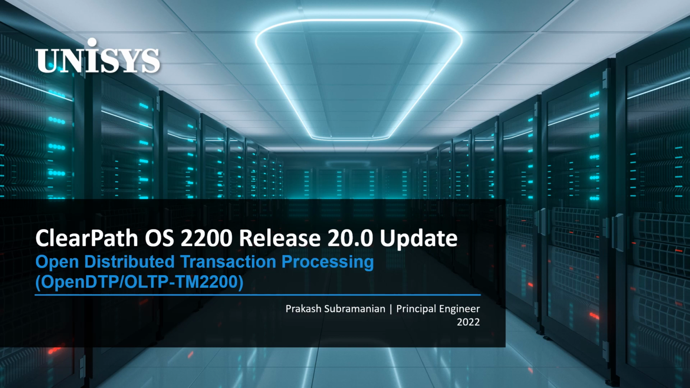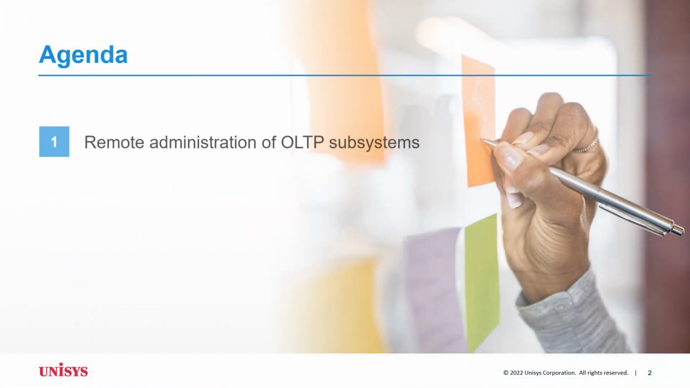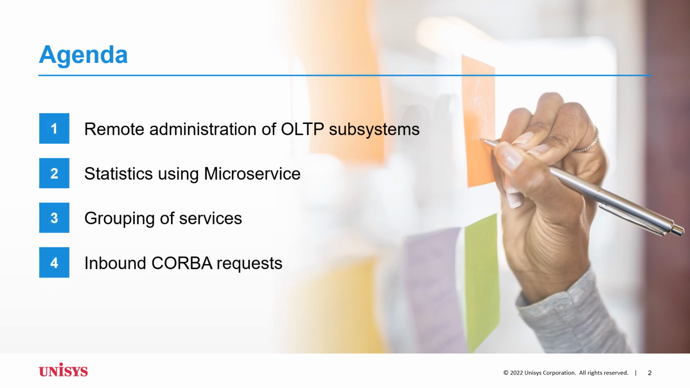This presentation covers the OpenDTP or Online Transaction Processing (OLTP) product updates 13R1 for ClearPath OS 2200 release 20.0. The topics I will cover in this presentation are feature suggestions received from the clients, which include remote administration of OLTP subsystems using Web Administration GUI or Web Admin GUI, production statistics using REST APIs, grouping of services into different workgroups, and serving inbound Corba requests through IIOP.